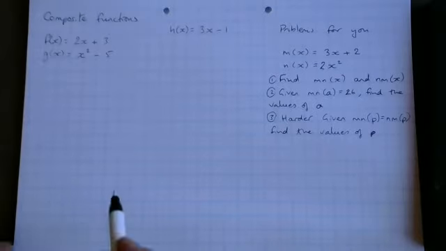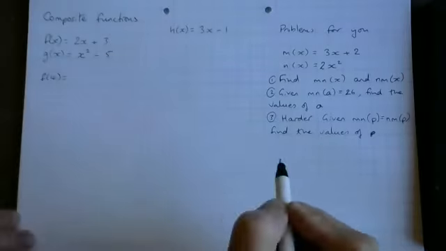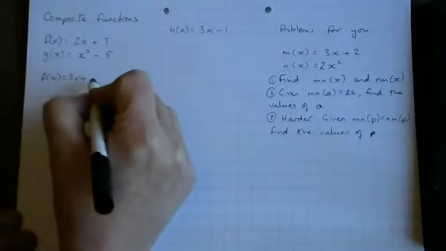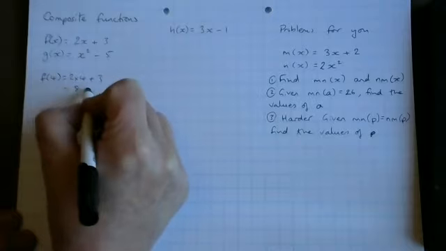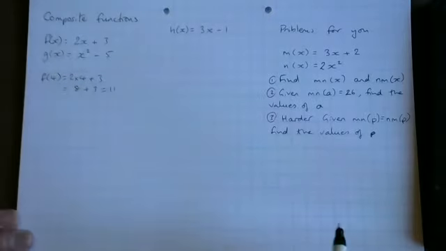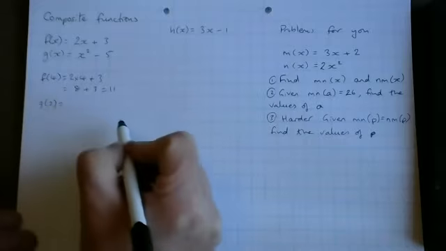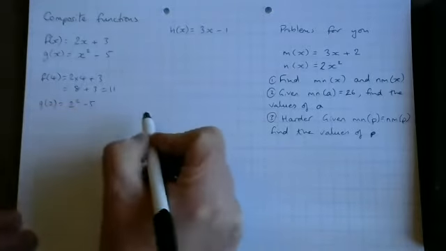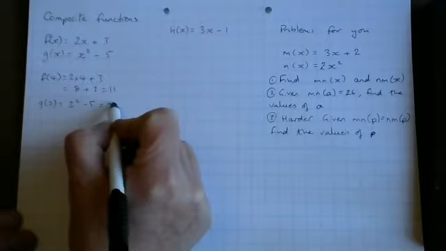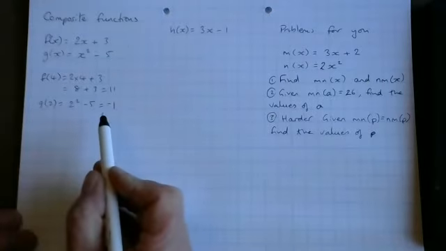So that, for example, f of 4 equals 2 times 4 plus 3, equals 8 plus 3, equals 11. g of 2 equals 2 squared minus 5, equals negative 1. Okay, you should be familiar with those now.